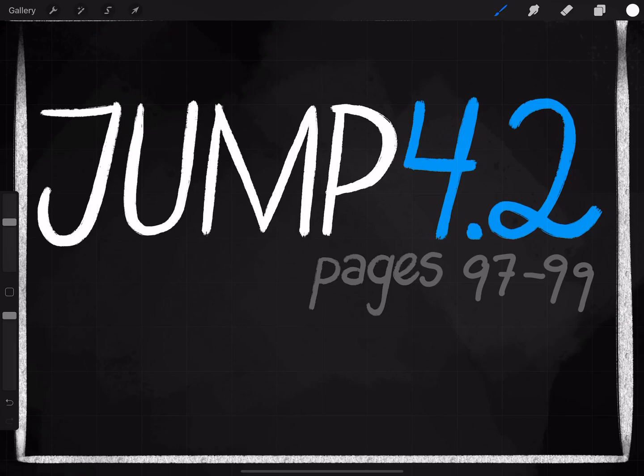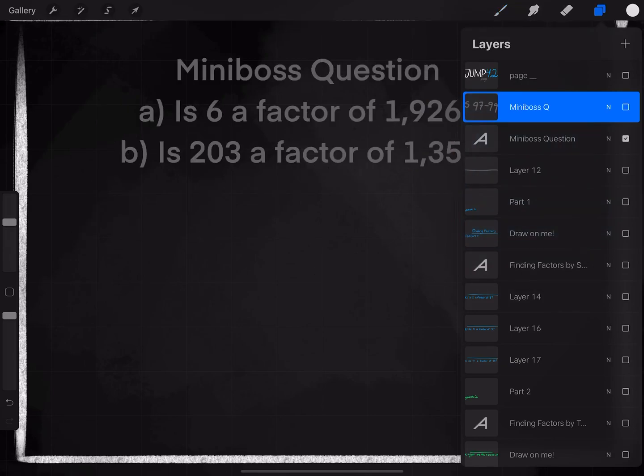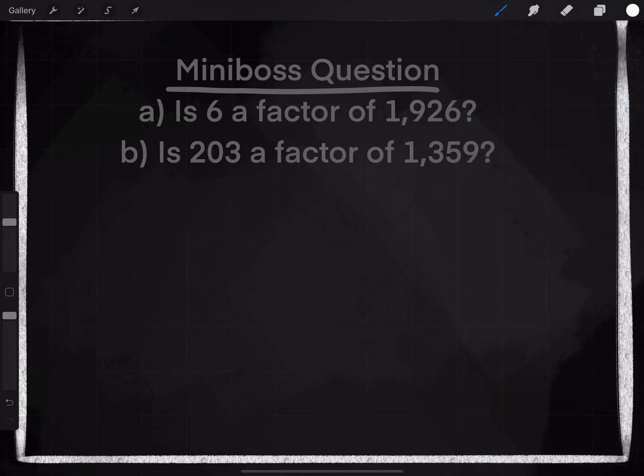Yay! So here we have pages 97 through 99, and it is all about finding factors. So let's start with our boss question. Here we go. Part A is, is 6 a factor of 1,926, and part B is, is 203 a factor of 1,359. If you think you know how to solve this, go ahead, pause the video, and give it a try. Please put your answer in the math document so I can see it.